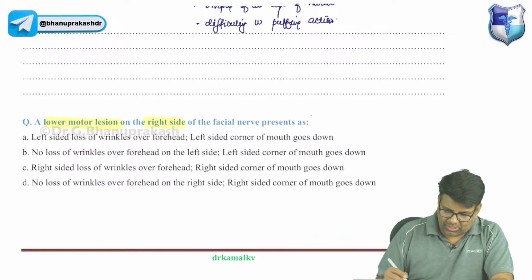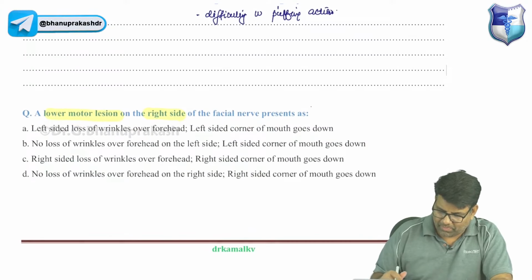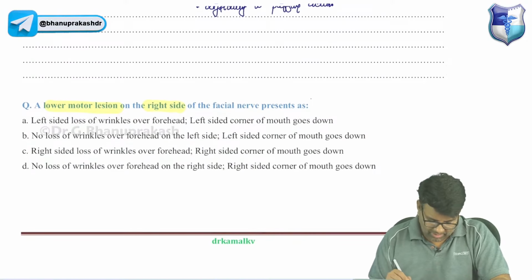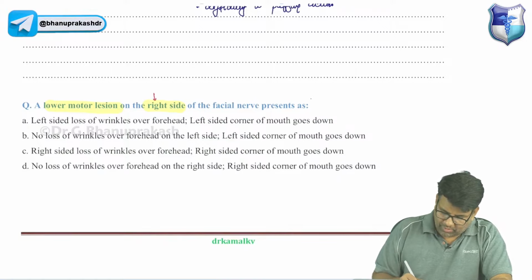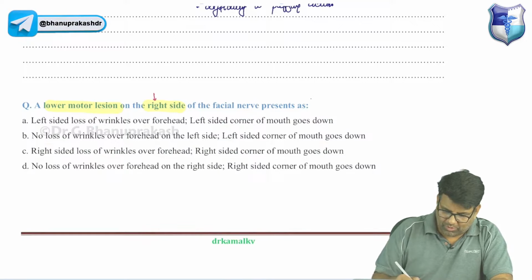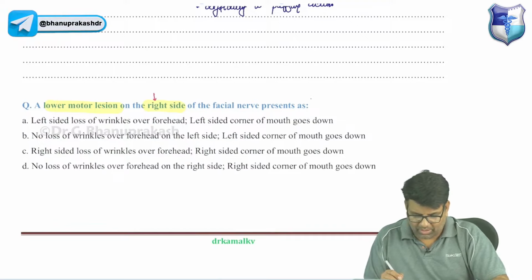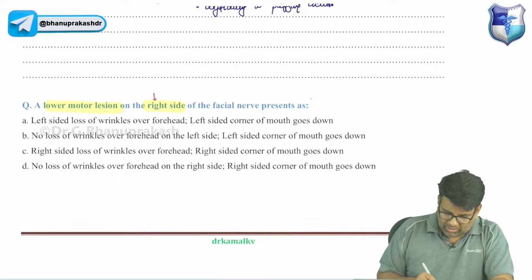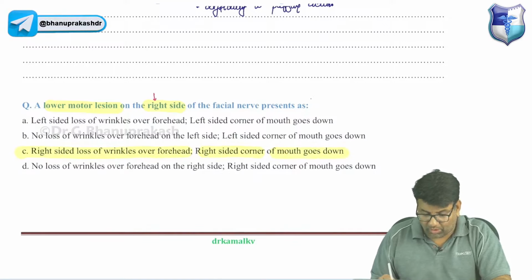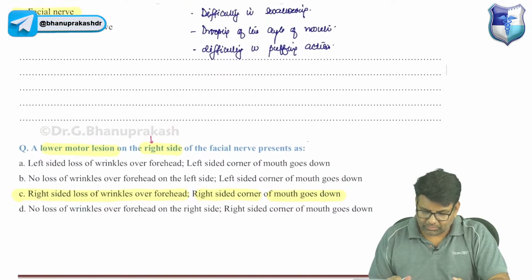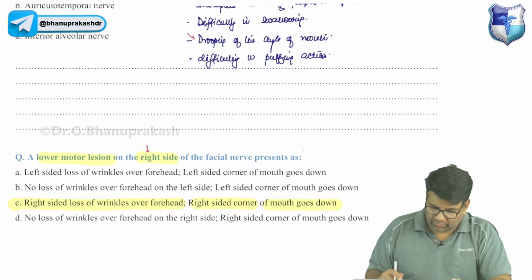Facial nerve palsy, what presentation will you see? Yes, anyone? Yes, right side. Absolutely right. So yes, Raghu, Sertalin, Malika, all of you are correct. So there is right-sided loss of wrinkles over the forehead and the right-sided corner of the mouth goes down. So this I already told you, that is drooping of the angle of the mouth on the affected side.